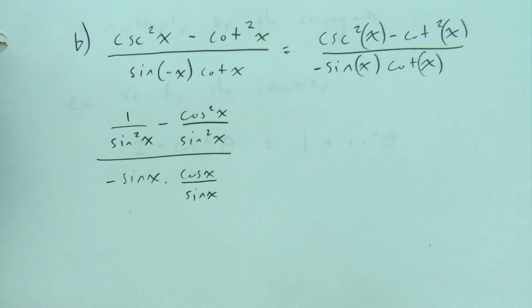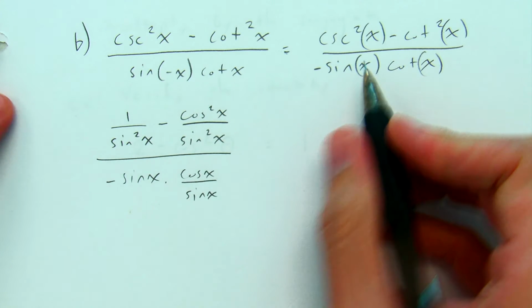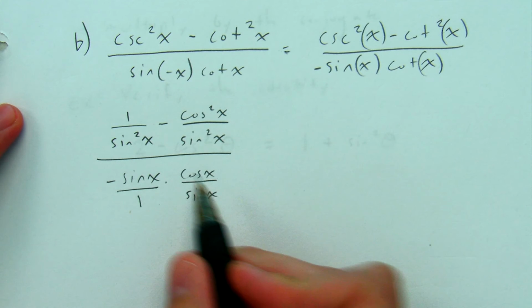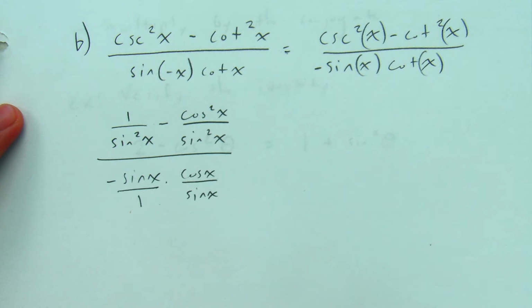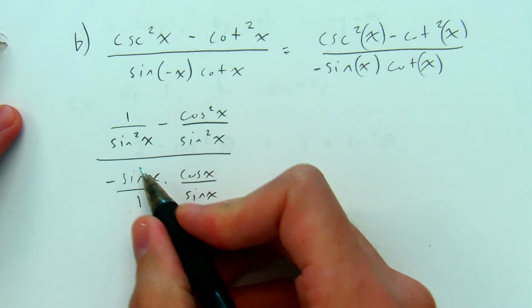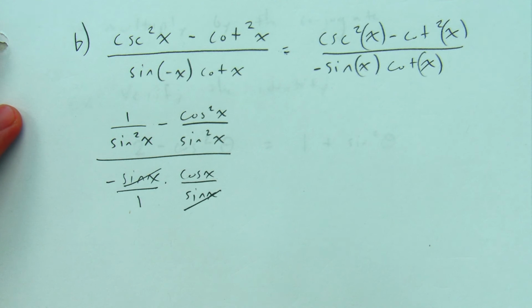Sometimes when I'm dealing with all these fractions here, it's helpful for me to write sine as sine over 1, just to help me see here are the numerators, here are the denominators. And right away, I can see that my sines cancel.